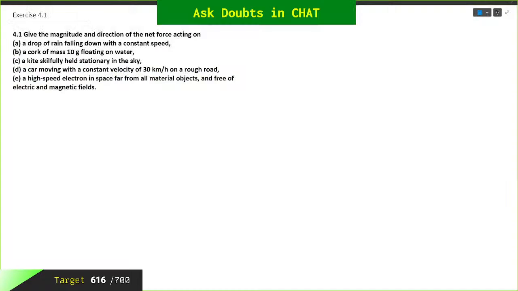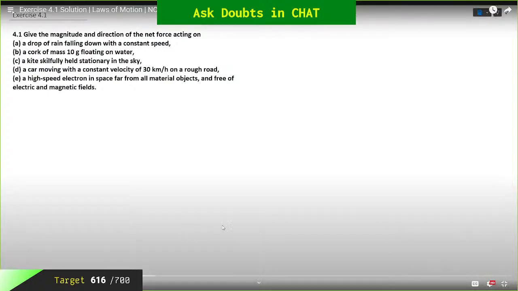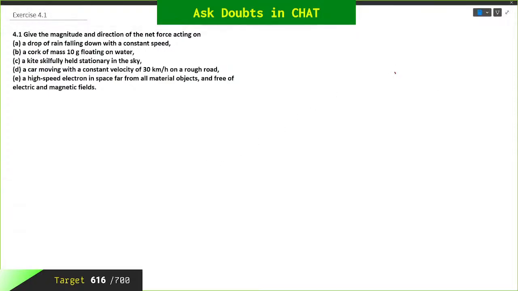The question says: give the magnitude and direction of the net force acting on a drop of rain falling down with a constant speed. So here, a drop of rain is falling at constant speed. We all know from Newton's first law that a body at rest continues to be at rest unless there is an unbalanced force acting on it, and a body in motion will remain in motion with constant velocity unless there is some unbalanced force acting on it.